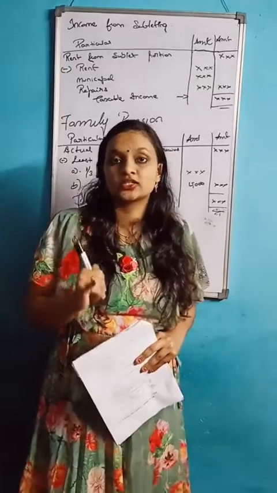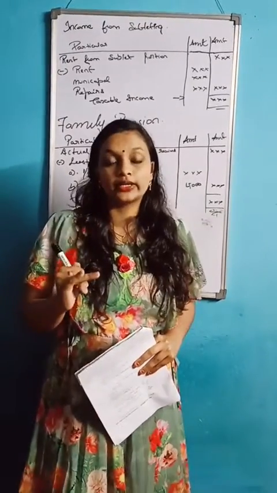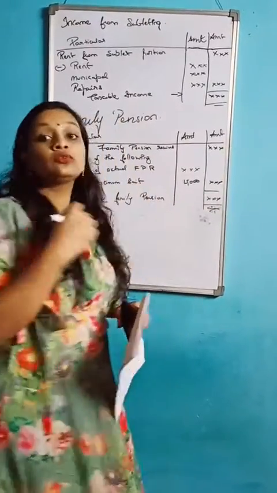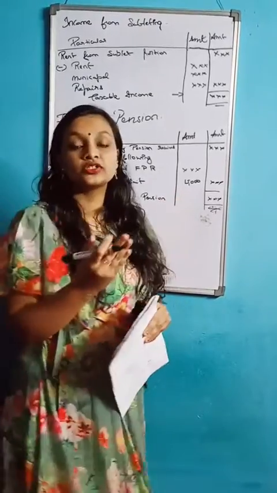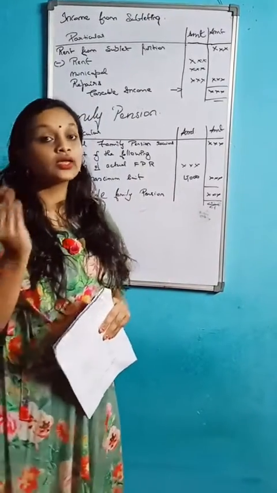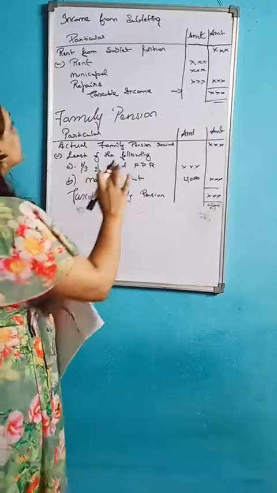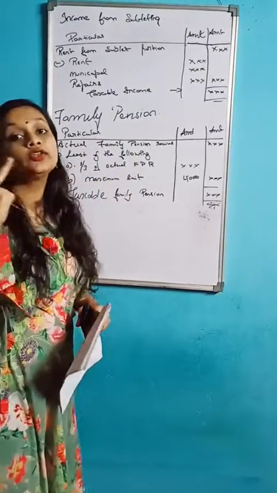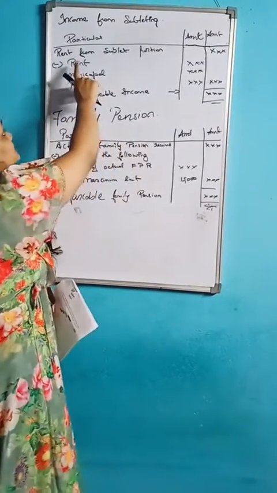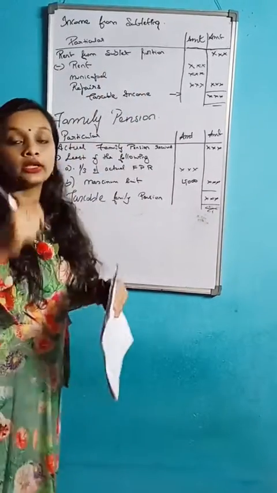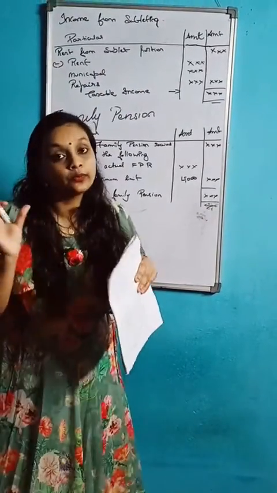One is the family pension format and the other is the subletting format. Okay, let's go through it. What are the subletted portion and family pension formats? Okay, for a revision I will just read out. The columns are particular and amount. First one is rent from subletted portion. In the question they already mention the subletted portion rent.